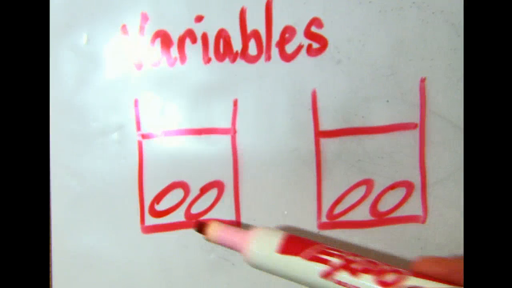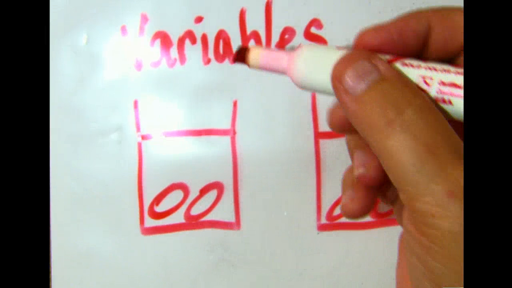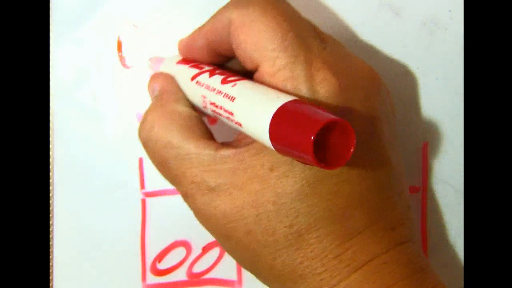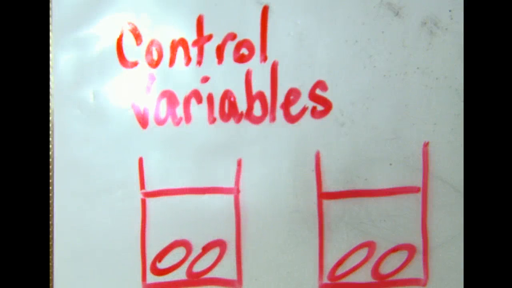Now, when we keep all of the variables fair or the same, we make sure that everything is exactly the same. That is called controlling our variables. And you control variables so that you have a valid experiment. If you don't control your variables, then you probably won't be able to test your hypothesis. You probably won't be able to test it and find out what is causing something. So we need to make sure that all of the variables are controlled.